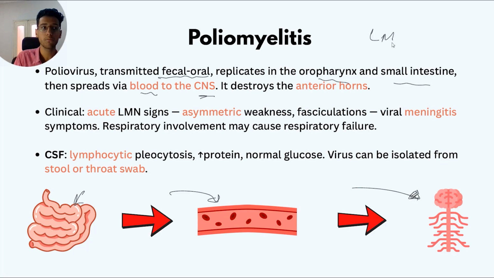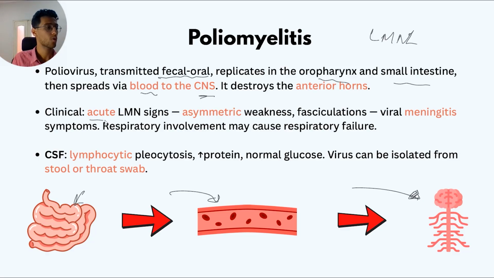Why lower motor neuron lesion? Because, as we said, the lesion is at gray matter or peripheral nerves. Any lesion at this level will cause a lower motor neuron lesion. Any lesion above this level or at white matter will cause an upper motor neuron lesion. What are the symptoms of a lower motor neuron lesion? It will be flaccidity, atony, and weakness, versus an upper motor neuron lesion, which will be spasticity and increased reflexes.